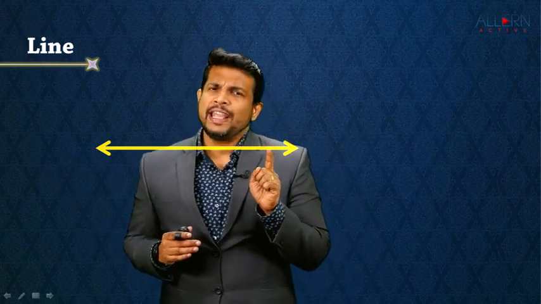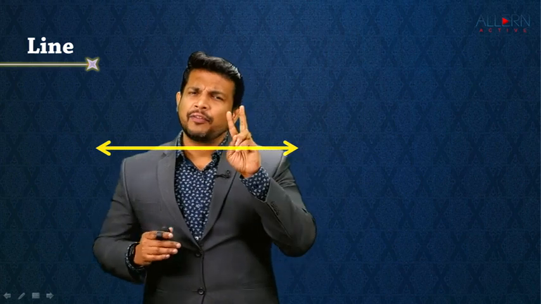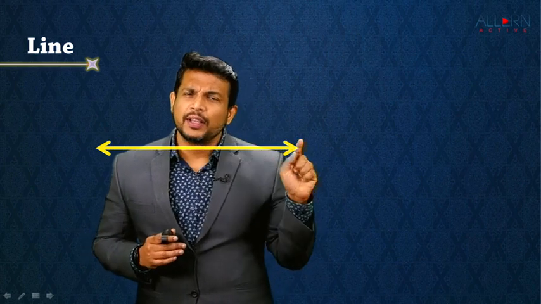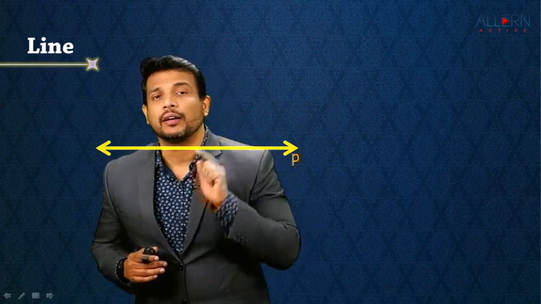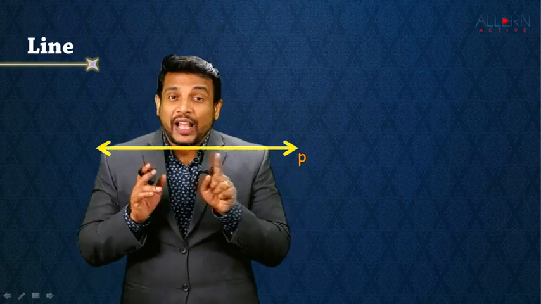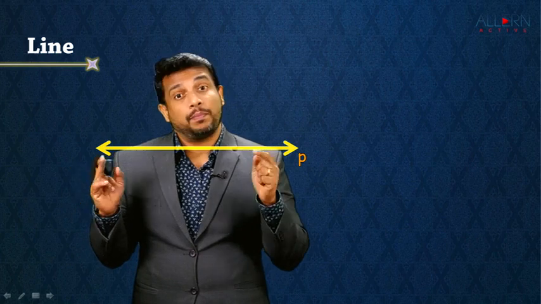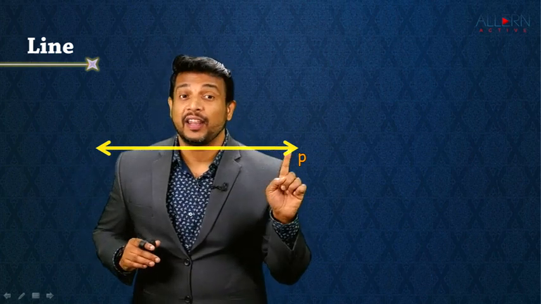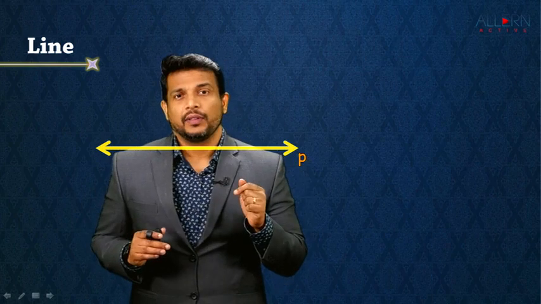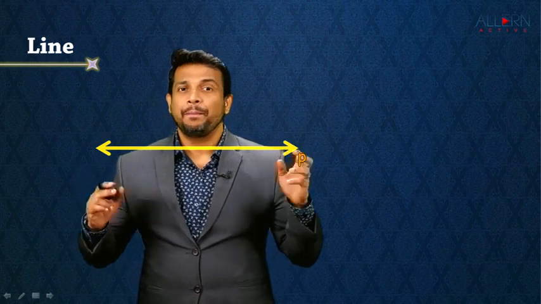Now when we have to name this line, we can name it in two different ways. We can just put an alphabet beside this in small letter. Let's say that is small p. So this can be named as line p. We can name it as line l, but it should be a small letter if we are naming it outside. So now that is nothing but line p.